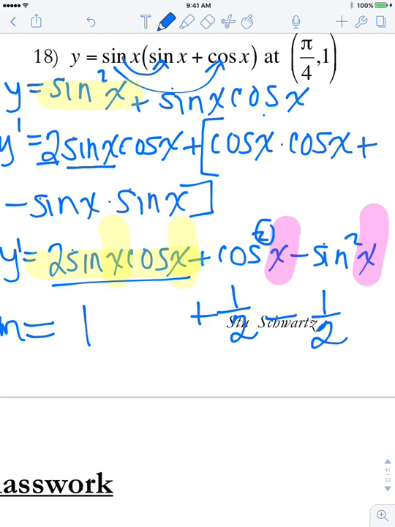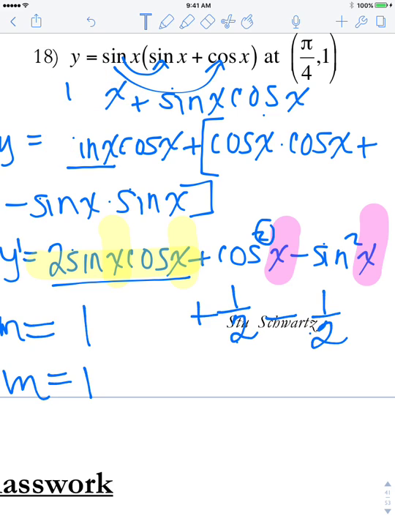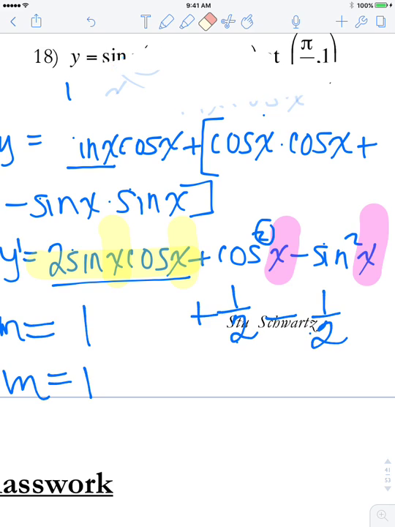So let's see here. My slope equals 1, right? Because positive 1/2 and minus 1/2 cancel out. So my slope is 1. All right, so I'm going to erase some of this now so I have room to go ahead and finish the equation of the line.